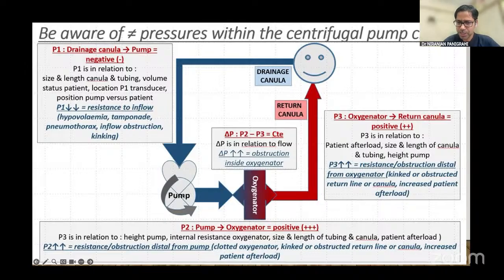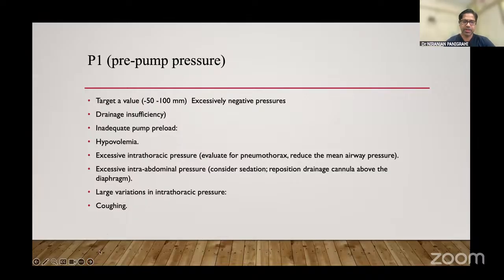What is important is the P2, P3 pressure and the delta pressure, that is the drop in the pressure across the membrane. That is most important. In any unit, serial monitoring of the delta pressure is very, very important. To begin with, a delta pressure drop of 15 to 20 is absolutely acceptable. Beyond 30, we need to be careful. If it goes beyond 50, that's an indication to change the oxygenator. That's again very, very important.